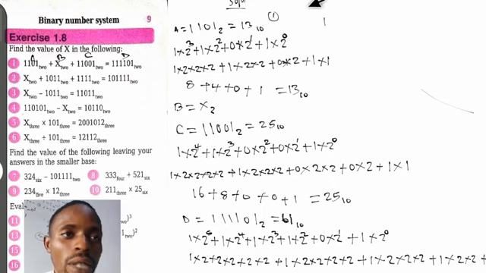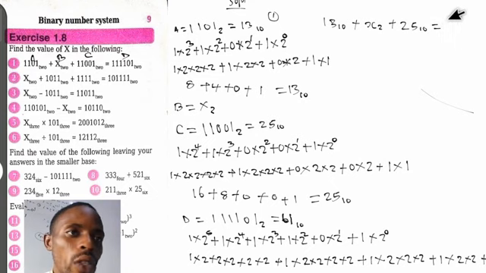So it means that we have 13 in base 10 plus S. We still leave the S in base 2. So let's have our S in base 2, plus, and this C is represented as 25 in base 10, equal to D, which is 61 in base 10.